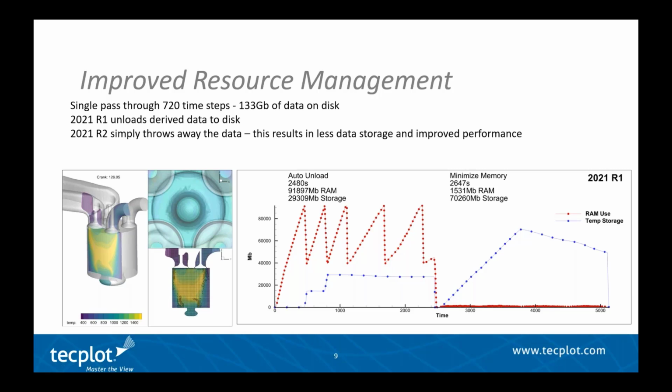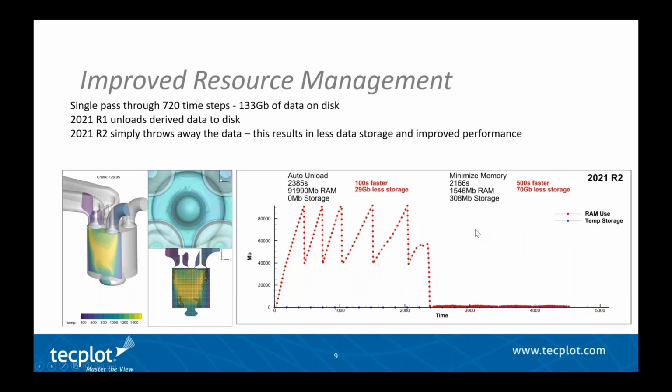And in 2021 R1, you can see that for the auto unload strategy, we took about 2,400 seconds to generate this movie using 90 gigs of RAM and 30 gigs of temporary storage. With the minimized memory use, we only used 1.5 gigabytes of RAM. So that's all the RAM that was required per time step. So minimized memory use gives you quite a bit of savings there on the resources on your machine, but we consumed over 70 gigs of RAM.